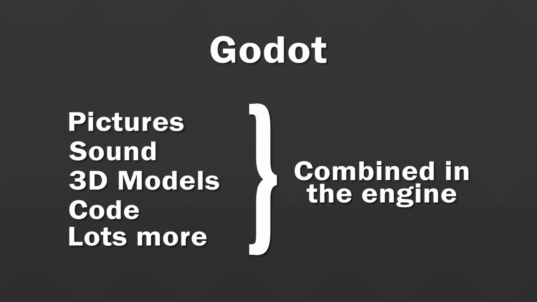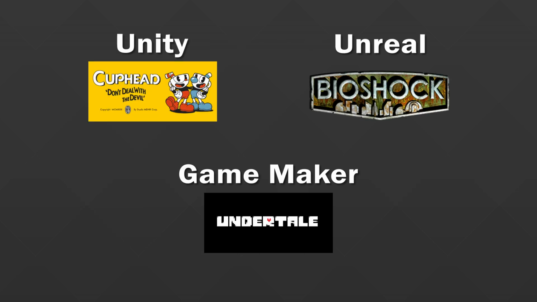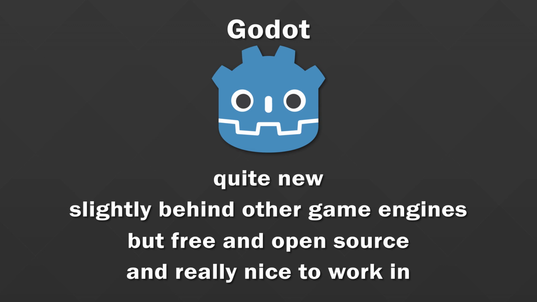Some really famous game engines that you might have heard of are Unity, Unreal, and GameMaker. And they all work in fairly similar ways. If you know one, you can learn another really easily. Godot is a pretty new game engine actually, and not quite as developed as the more established ones, but it is open source and completely free to use, and it is a really nice way to start learning about game development and programming in general.